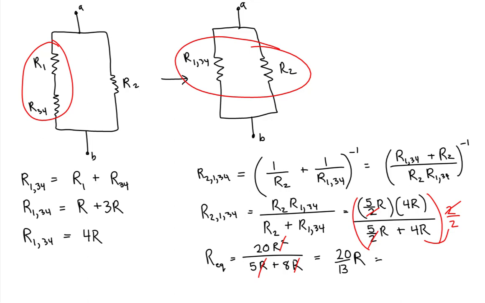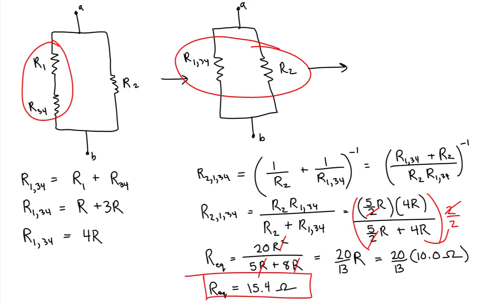So plugging in the value for R, we have 20 over 13 times 10.0 ohms. And when I plug that into my calculator, I get an equivalent resistance being equal to 15.4 ohms. So in this problem, we were able to replace those 4 resistors with this single equivalent resistor.